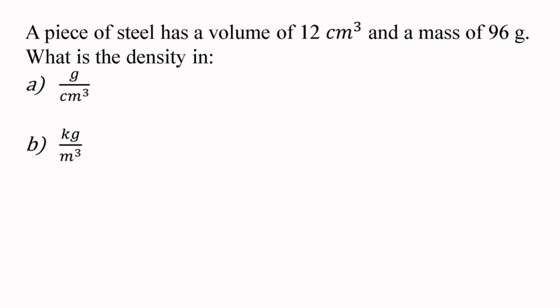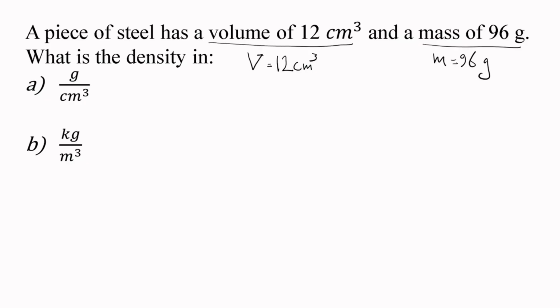Let's solve this example. We have a piece of steel and we have the volume of that steel, which is 12 cubic centimeters. I'm going to write it here. It's not going to hurt you, and I strongly suggest you write the information like this. And I have the mass. The mass is, let me write m, is equal to 96 gram.